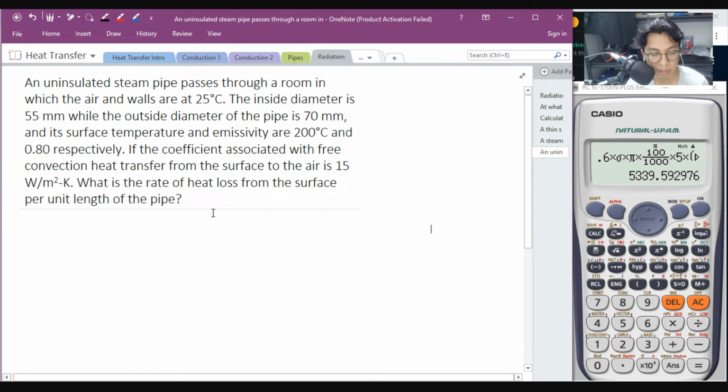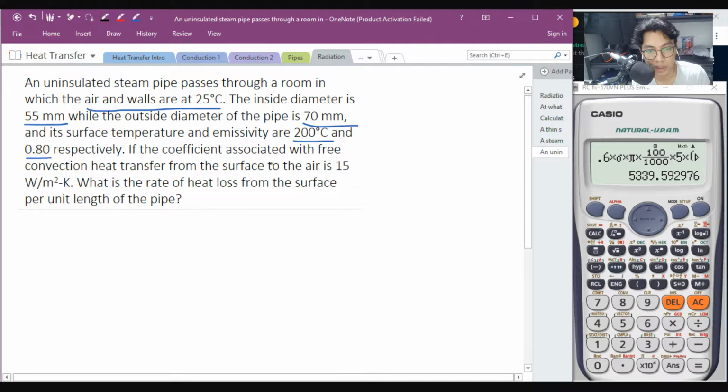The final problem is a bit challenging kasi dalawang mode of heat transfer ang meron dito. So let us read muna. An uninsulated steam pipe passes through a room in which air and walls are at 25 degrees Celsius. The inside diameter is 55 millimeters while the outside diameter of the pipe is 70 millimeters. And its surface temperature and emissivity are 200 degrees Celsius and 0.8 respectively.